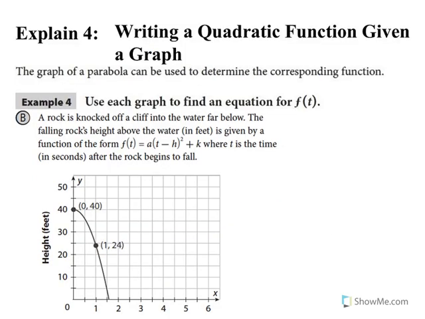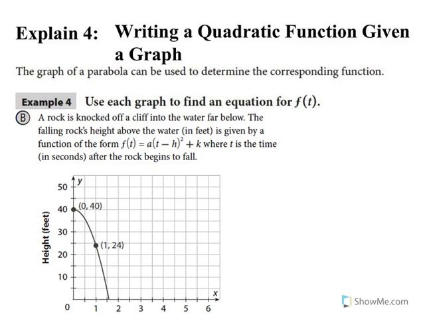Okay, example 4 said write a quadratic function given a graph. A graph of a quadratic can be used to determine the corresponding function. So example 4: use each graph to find an equation for f of t.